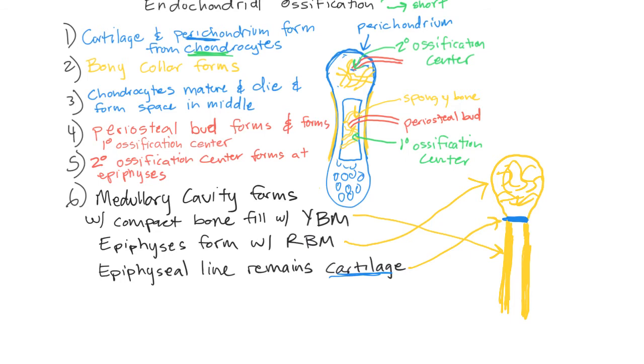But it can still grow because it has that cartilaginous area where it can add more cartilage on this end and replace that cartilage with bone on this end. And then bone remodeling can reshape the bone as it grows as well.